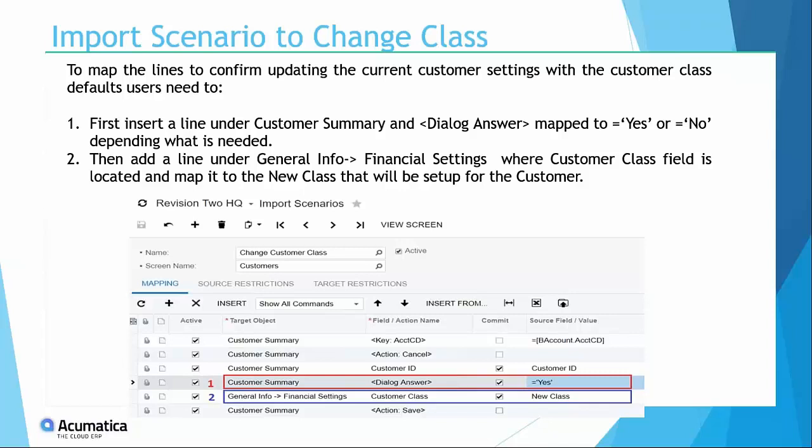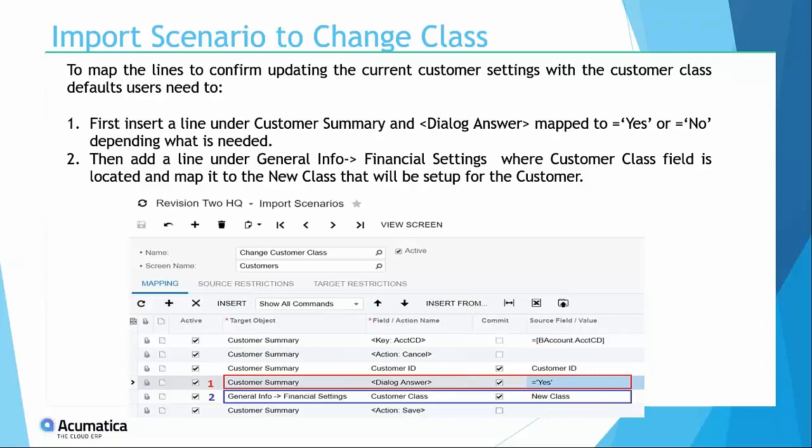So in this case, the first line will need to be mapped to the target object customer summary, and will be mapped in this example to yes. So we will update all the default settings with the settings from the new class, and then we will specify the new class. Usually when you create an import scenario, you need to follow the same order as if you were manually creating the record or any record that you need to update in the system. The same order usually needs to be followed. In this case, the dialog answer line needs to be mapped before.